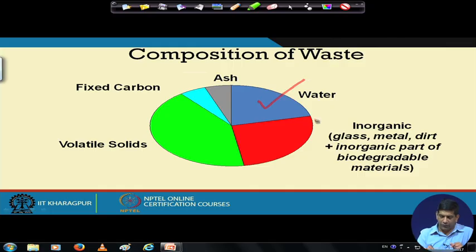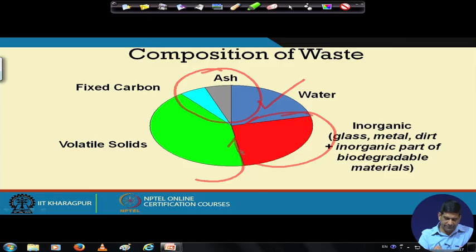then there will be some inorganic fraction. Then we have some ash and fixed carbon, which is always there. Fixed carbon is the amount of carbon which really does not react, and then we have this volatile solid part. This is the volatile solid we just explained a few minutes back. This volatile solid is what is going to react in your combustion system.